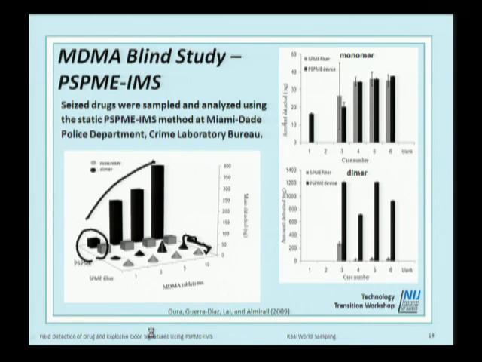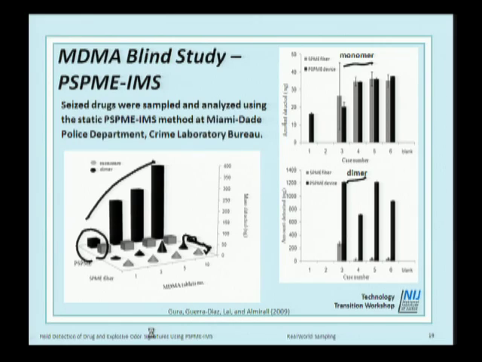Another interesting study was that the analyst at Miami-Dade Crime Lab prepared different cans for us, and he didn't tell us what the contents were. So we had 6 cans, and we also had a 7th blank. And in all cases, both the SPME fiber and the PSPME fiber, which obviously has more surface area and ability to pre-concentrate, detected both monomer and dimer of the piperonal compound that we were detecting.